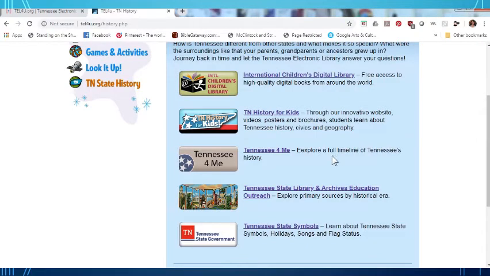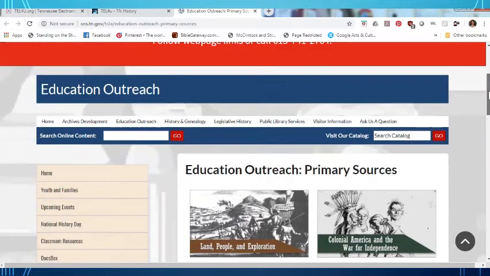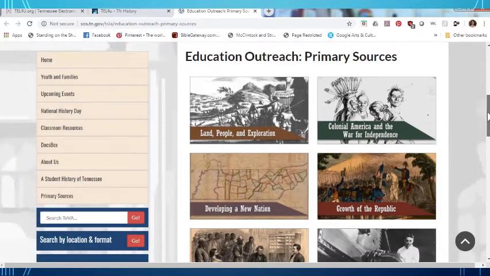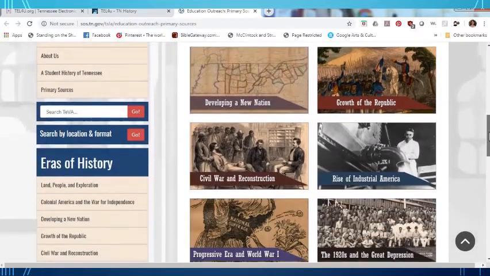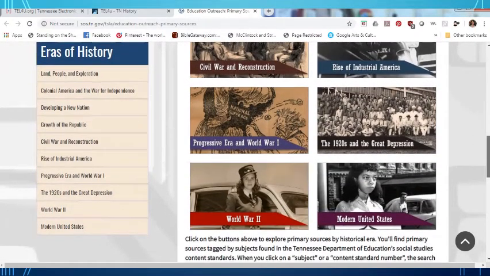Okay, the next one we're going to look at is Tennessee State Library and Archives Education Outreach. This is going to take us over to the state library's site. And they are closed right now, so there's a big announcement there when it comes up. If you go down, you'll see again that this is divided into sections, different periods of history. And since we were talking about World War One earlier, we'll go there again.